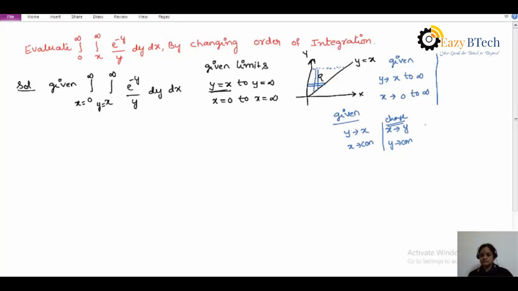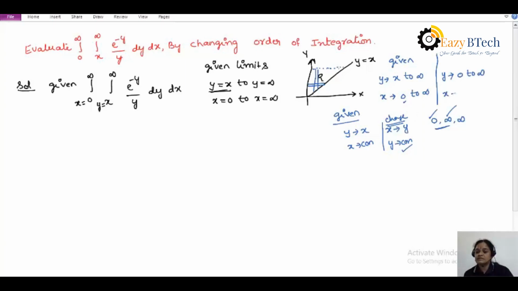Then to change this, students, at first I am writing the values here. See here, y is x to infinity, as given. Substitute the x value here: if x is equal to 0, the value is 0, and if x is infinity, then the value is infinity. The upper limit is infinity, so there is no x, and I write the value infinity as it is. According to these values, the minimum value is 0 and the maximum value is infinity. Then the y limits, according to the evaluation procedure, should be constants, so the y limits are 0 to infinity.